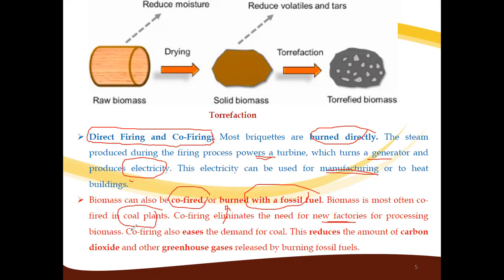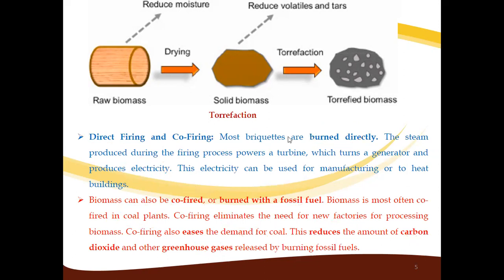Co-firing also eases the demand for coal. So it reduces the demand for coal, and because of that, it also reduces the amount of carbon dioxide and other greenhouse gases released by burning the fuels. So with a reduction in the burning of fossil fuels, that will reduce the carbon dioxide and greenhouse gases. So this is the second method of thermal conversion, where this torrefied biomass may be direct fired, or it may be co-fired.